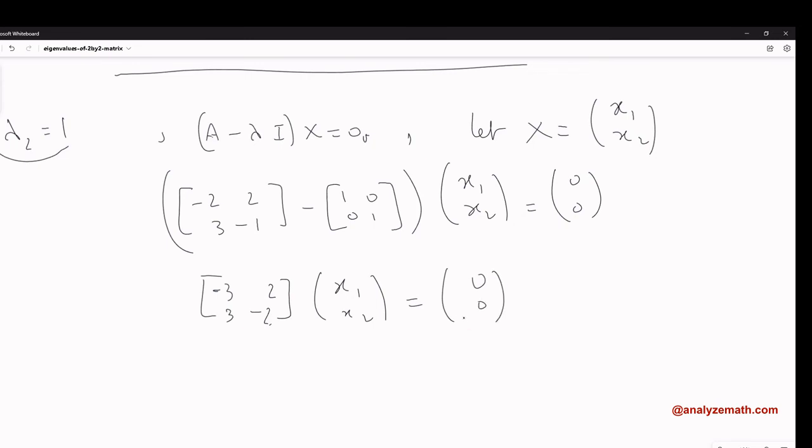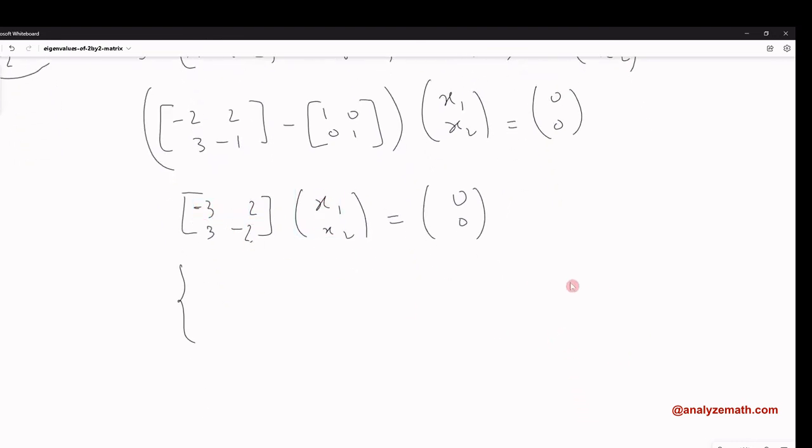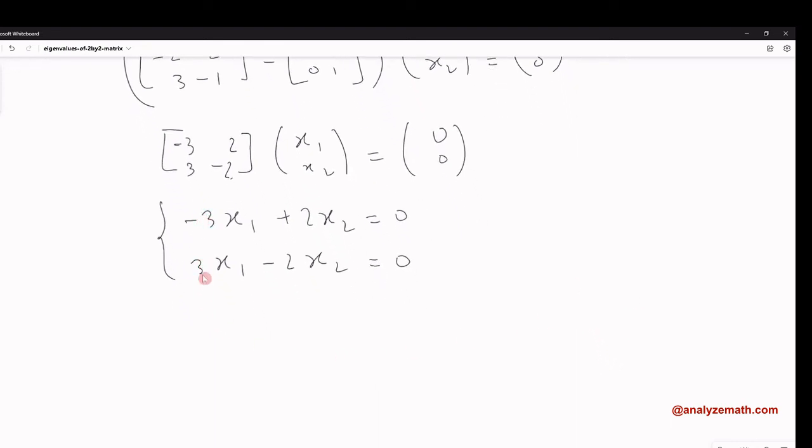So again, I'm going to solve it by rewriting the system of equations. So multiply this row by this column. That will give me minus 3x1 plus 2x2 equals 0. And then the second row, 3x1 minus 2x2 equal to 0. Now it's obvious here that we can eliminate by just adding. Let's call them E1 and E2. Now we rewrite the system of equations. We keep E1 as it is.